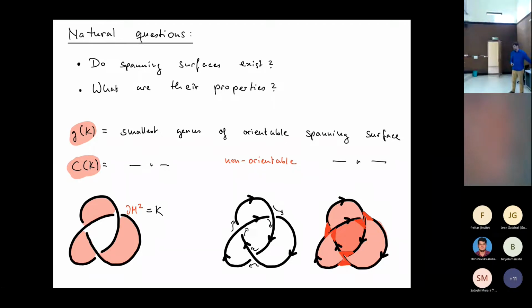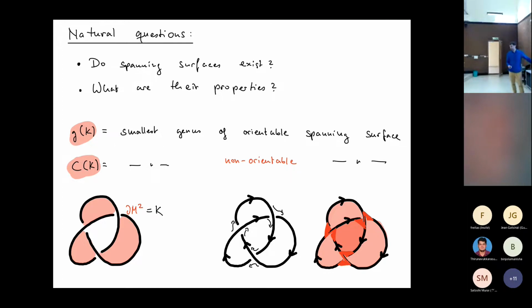This is a Möbius strip bounding the trefoil knot. So we know the crosscap number of the trefoil knot is at most 1. And actually, it doesn't bound a disk, because that would mean it's an unknot, so it's actually 1 for the trefoil knot. And this is sort of the certificate.